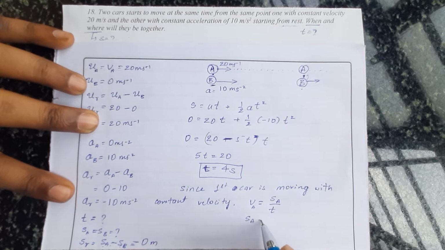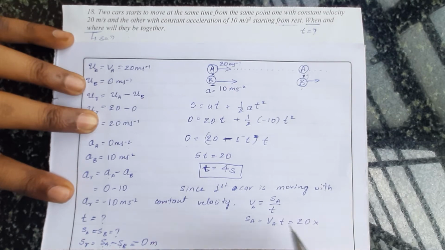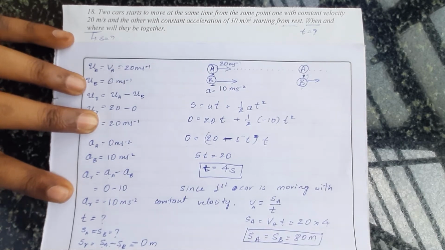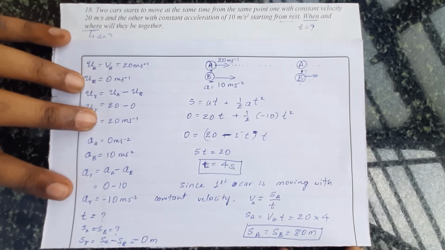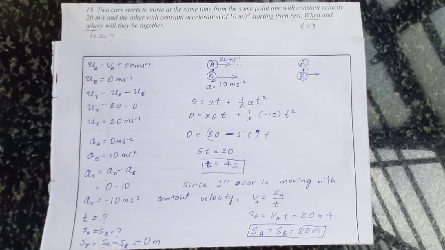So SA will be VA T. What is VA? VA is 20 meter per second. T is 4 seconds. So displacement of body A is equal to displacement of body B, because both of them have traveled the same distance, is equal to 80 meter. These are the solution, numerical solution for the given problem. But we must write the answer in sentence form according to the question they are asking.